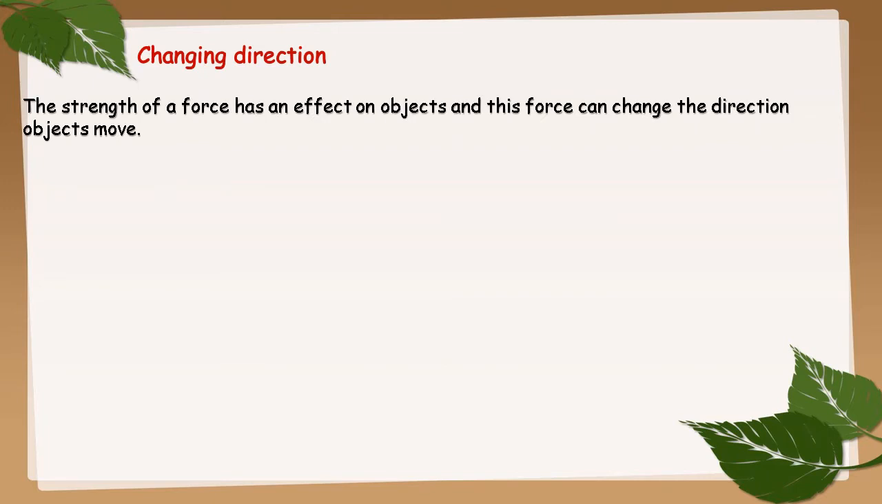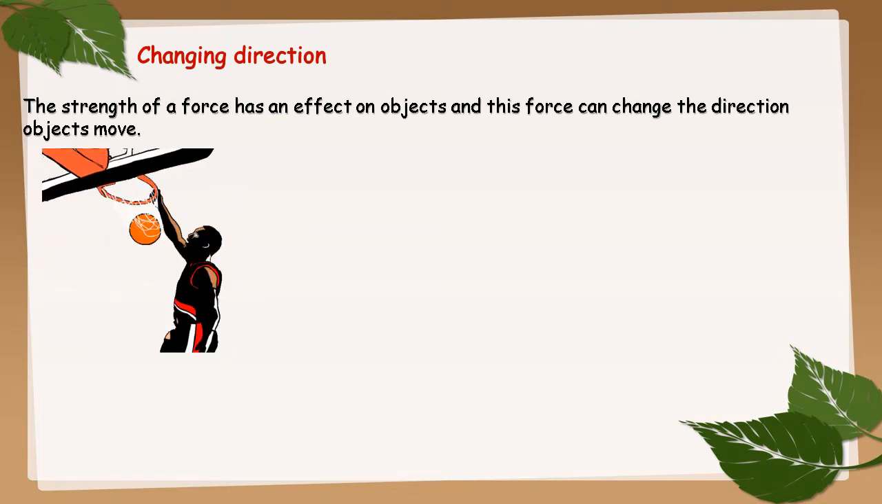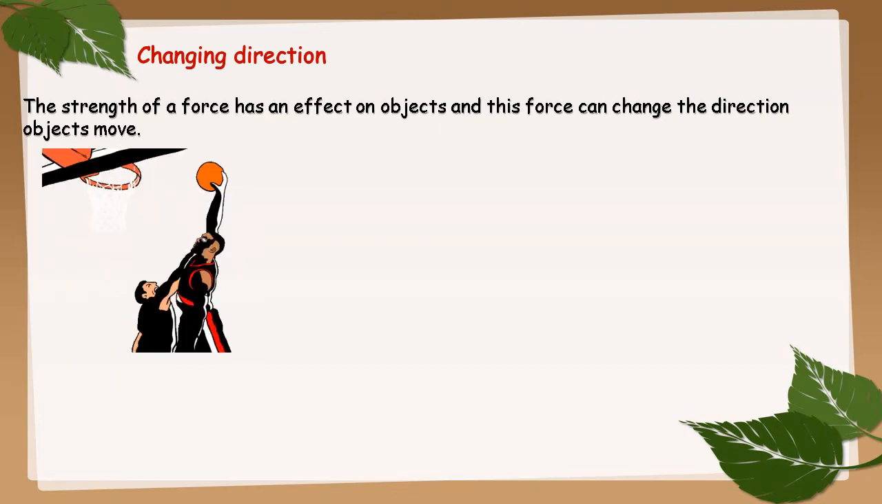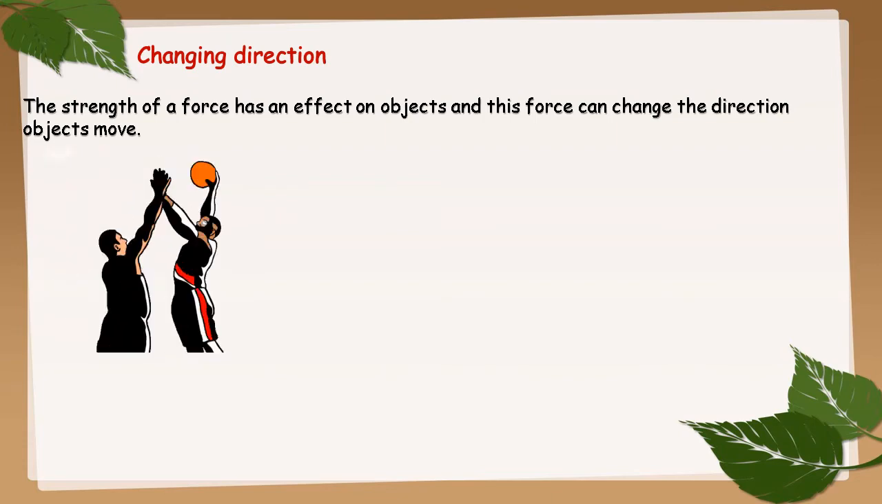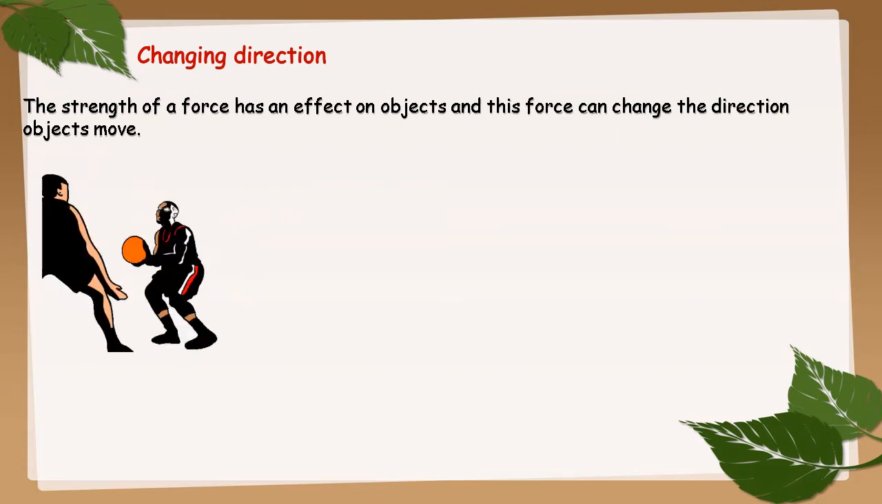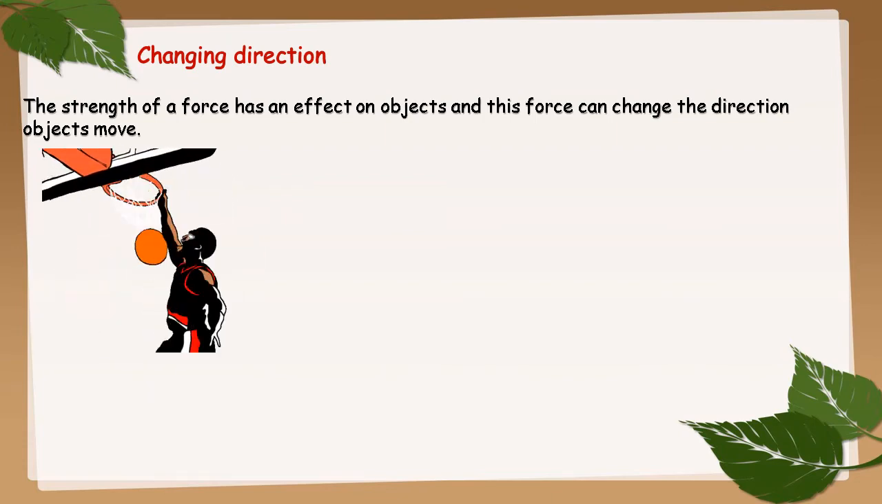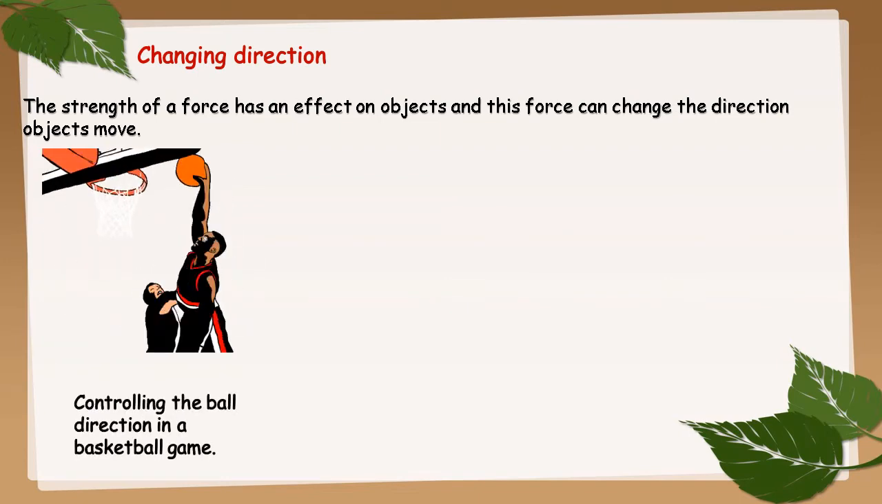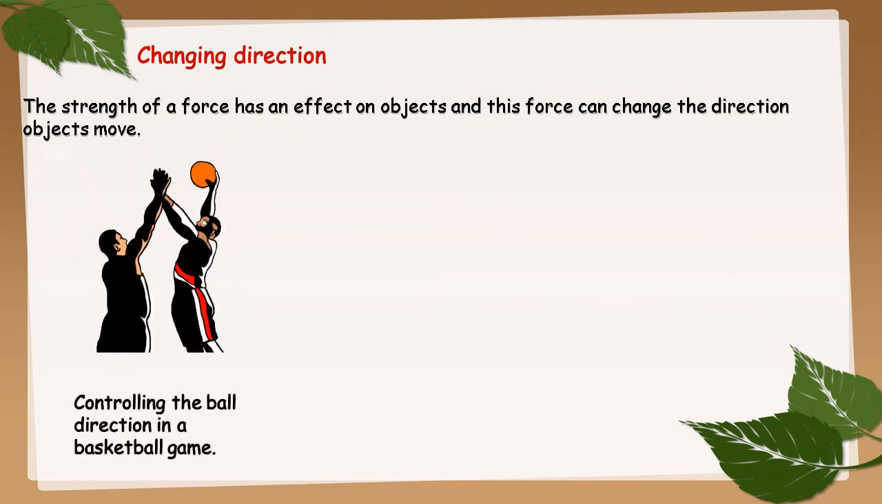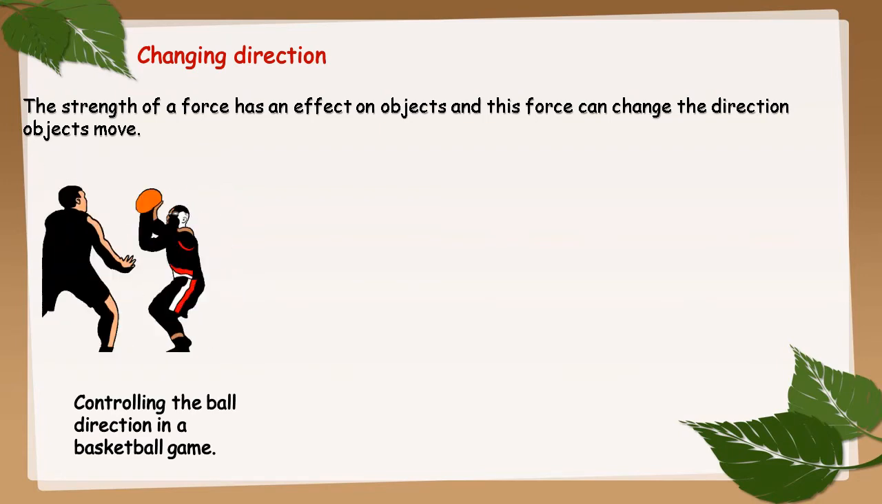Now, let's talk about changing direction. The strength of a force has an effect on objects, and this force can change the direction objects move. Let's see examples of some sports where players caused a change in the direction of objects. In the first example, we can see players controlling the ball direction in a basketball game.